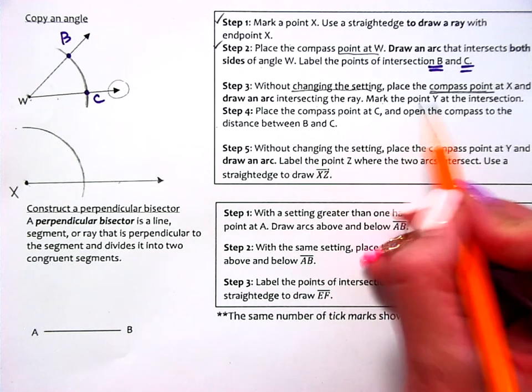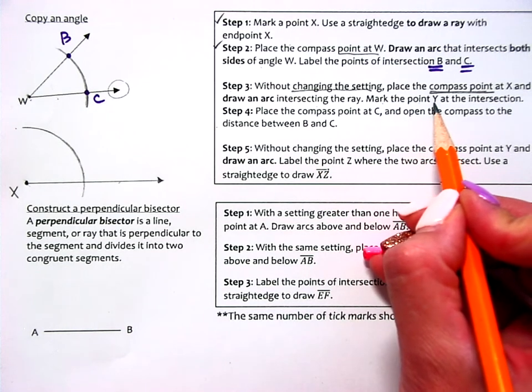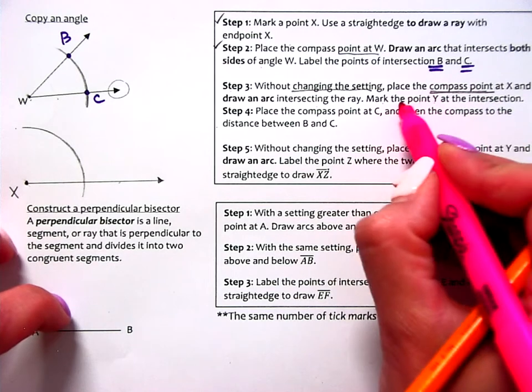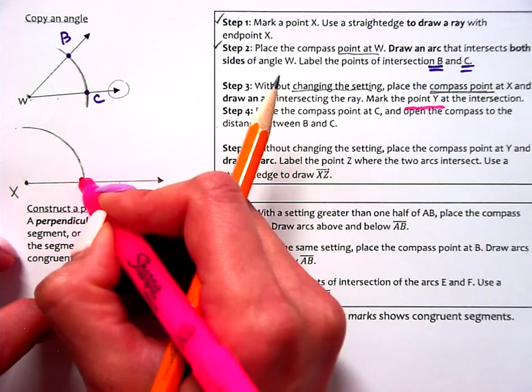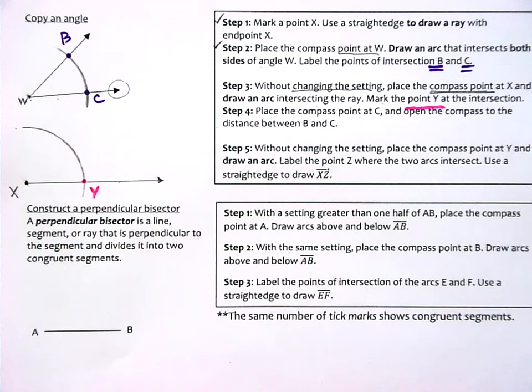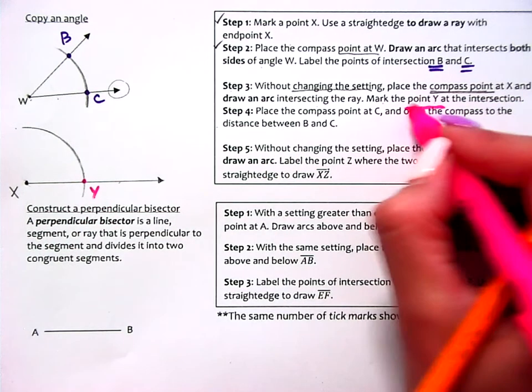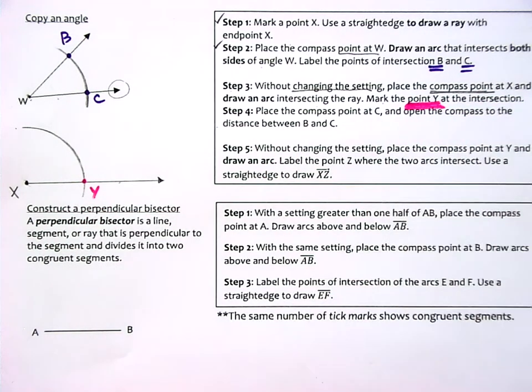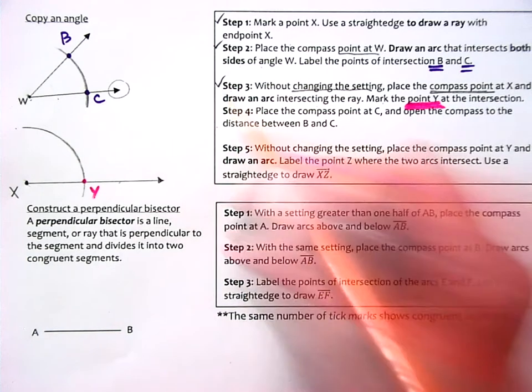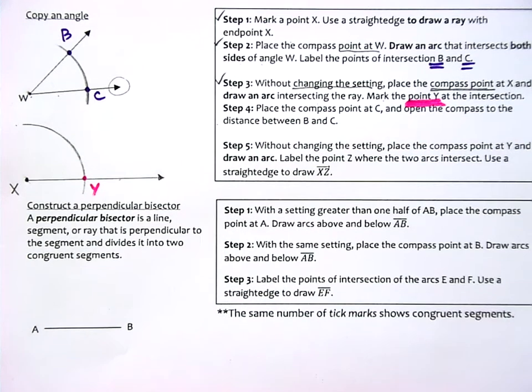Mark the point Y at the intersection. So this right here is point Y. Step 3 is also complete. No, that's not the last step.